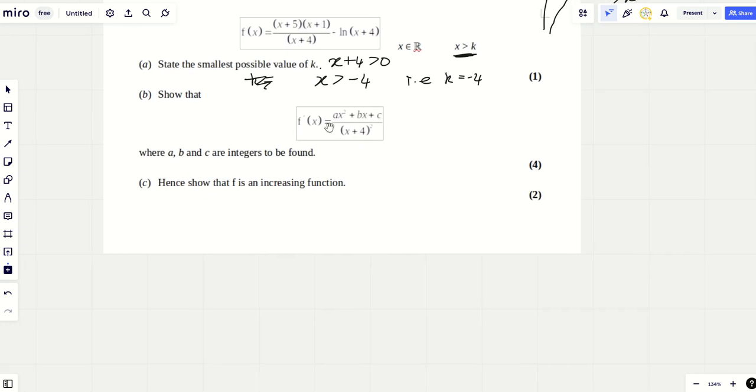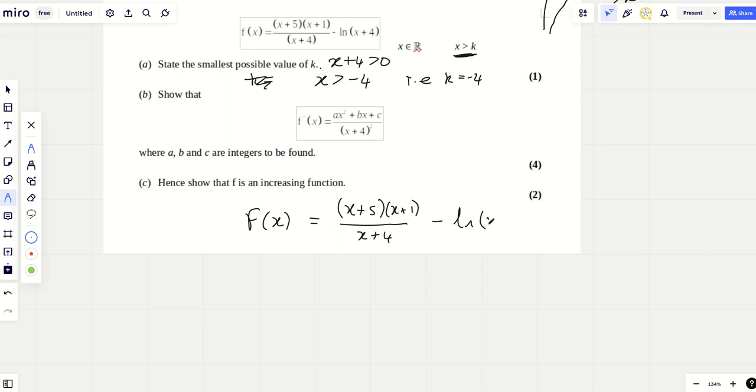Okay, show that f dash of x equals that. Well, let's just write down what f of x equals. We've got x plus 5, x plus 1 over x plus 4 minus ln of x plus 4. And we've got to differentiate it because that's f dash. So before I differentiate this, I'm just going to multiply out the brackets.